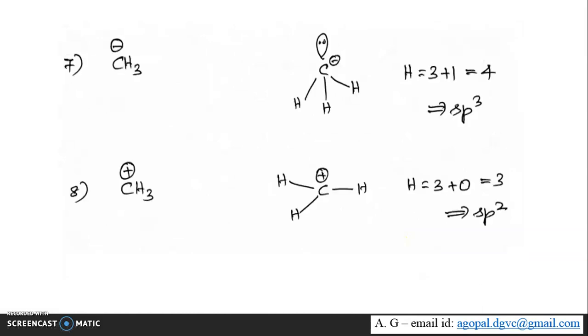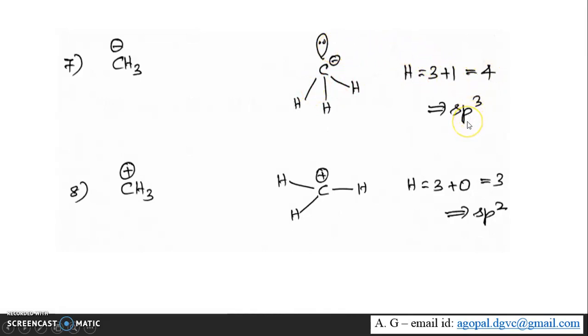Okay, now we are going to discuss some special examples. See methyl carbanion. What is the hybridization of methyl carbanion? Listen, the shape of methyl carbanion is this. The carbon atom has 3 single bonds and 1 lone pair. So we have 3 sigma bonds, 3, and 1 lone pair, 1. So 3 plus 1, 4.